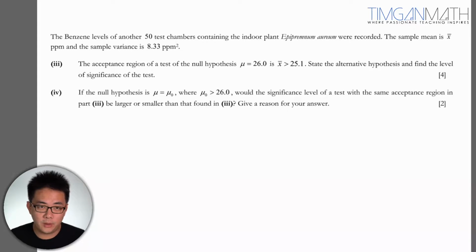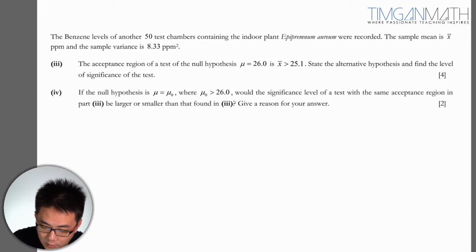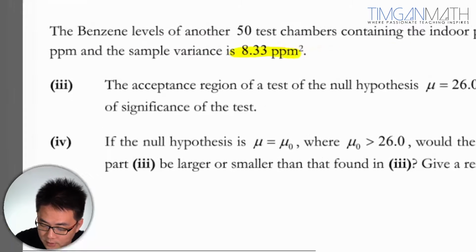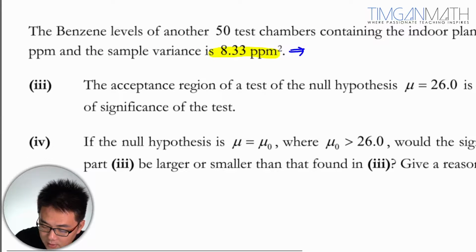So let's look at part 3. Part 3 says you're told that the benzene level of another 50 test chambers containing the indoor plant were recorded. The sample mean is x bar and the sample variance is 8.33. This is important, I think many times students get confused of this part here. This is sample variance, meaning this is actually just sigma x squared over n, 8.33.